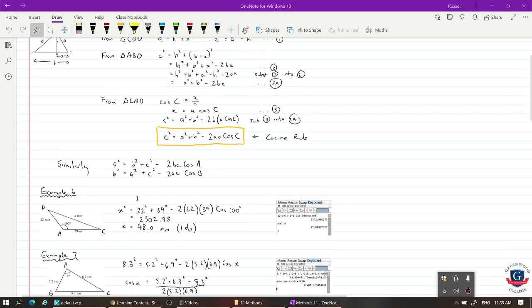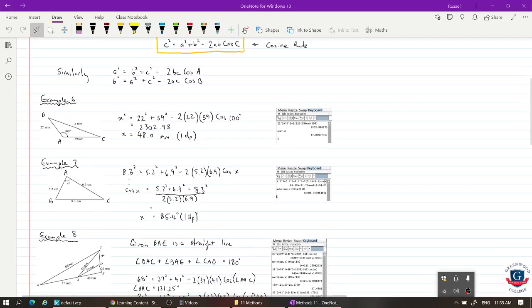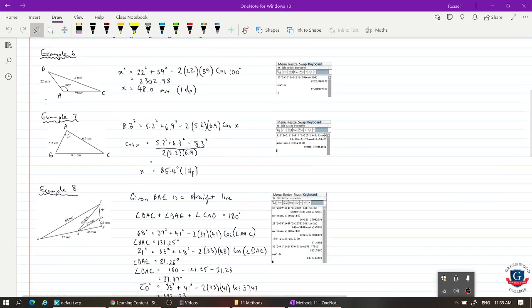So let's have a look at this problem and what makes it a cosine problem and not a sine problem. If it's a cosine problem, we'll find that we're looking at all three sides and an angle. In this case, x squared, this side, will be equal to this side squared plus this side squared, take 2 times this side times this side cos the angle in between them. So that's how this is constructed, and if we solve that, we get 2302.